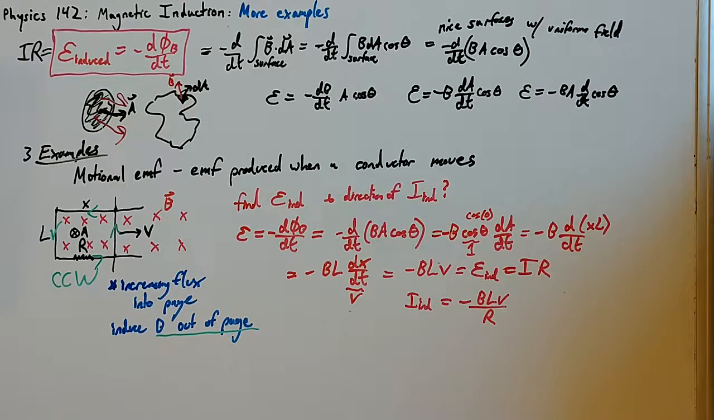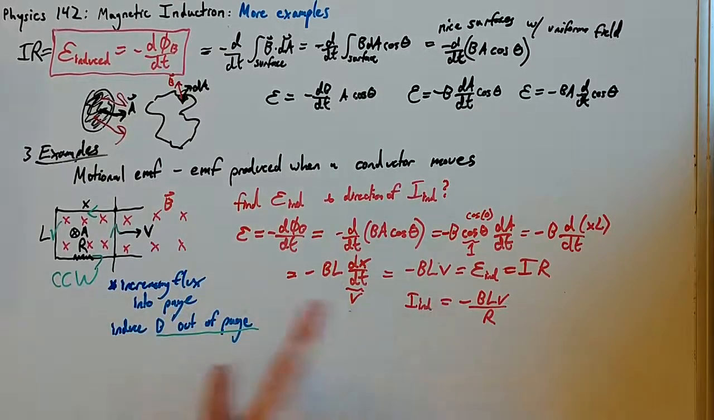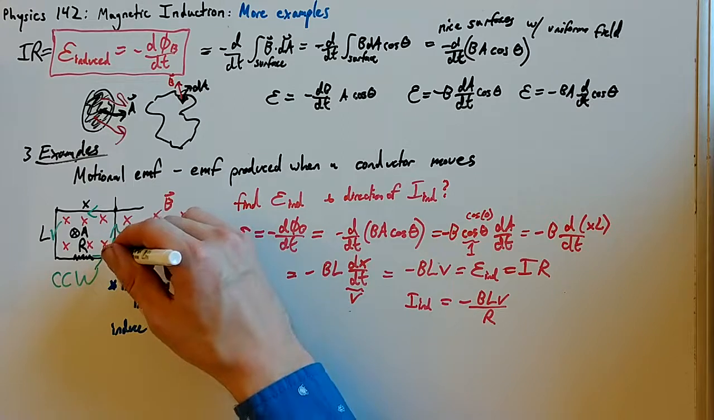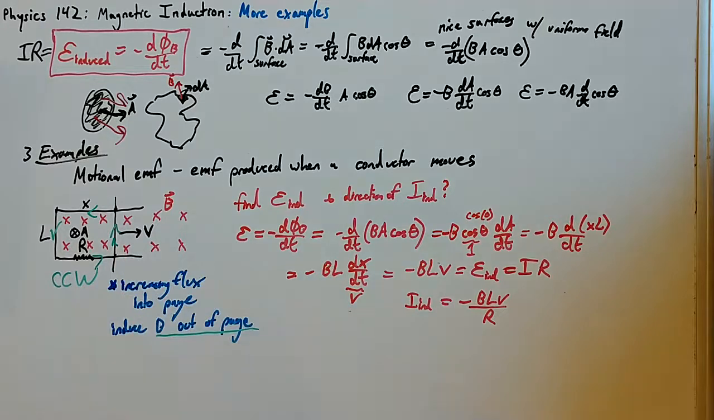Now, there's one other thing I want to point out that I think is interesting. There's another way you can think about how this induced EMF, this induced current, is opposing the change that created it. Ultimately, the change that created this was that I moved the bar to the right, with some velocity. Well, we've induced a current that's flowing up in this wire that I'm moving.